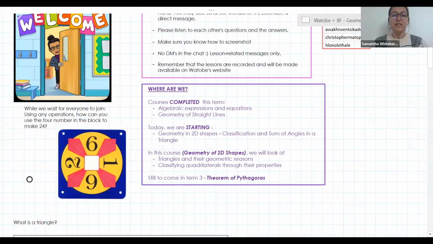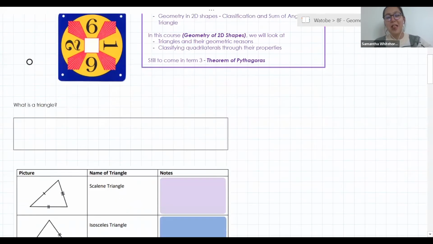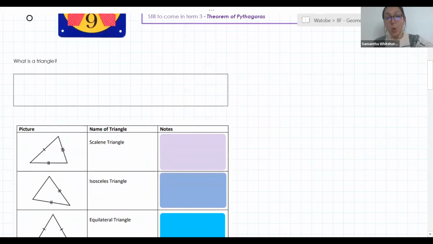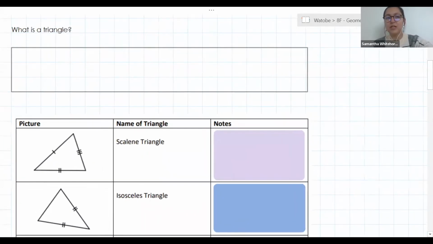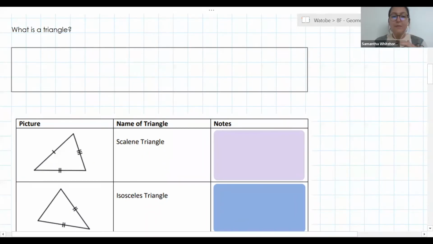Geometry. So like I say, today we are starting a new course in that we're looking at the geometry of 2D shapes, but it is all still geometry. So we've completed straight line geometry. So we've looked at angles on a straight line, angles around a point, vertically opposite, etc. And all of those videos, like I say, are on Watobe's website. But today we're going to start looking at 2D shapes.